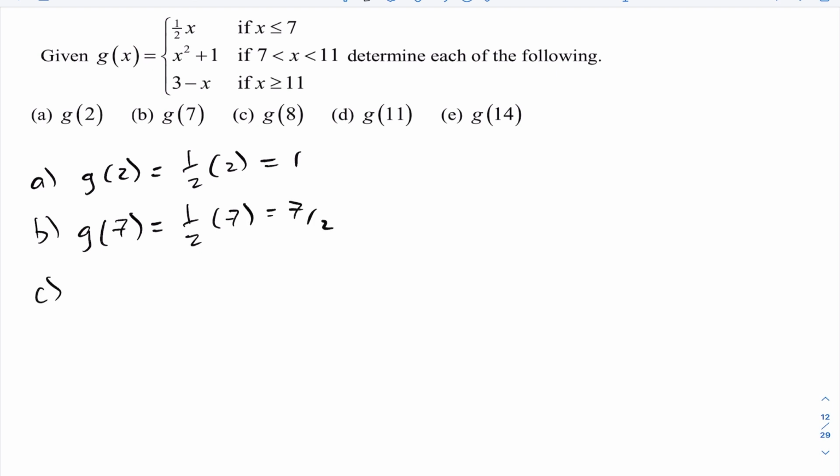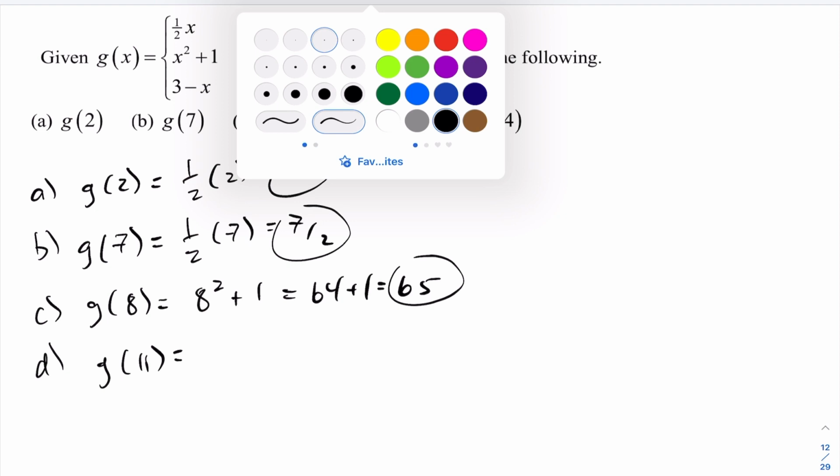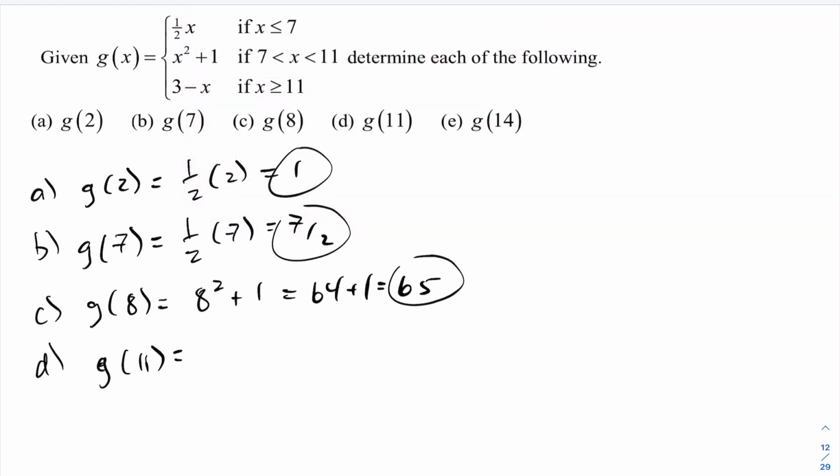For part C, we want to evaluate the function at 8. This is going to be g at 8. G at 8 falls within this interval here. So this is going to be 8 squared plus 1, which is 64 plus 1, which is 65 here. Taking a look at D, they want us to evaluate the function at 11. Well, 11 satisfies this interval here, in which case we take on our linear relationship of 3 minus x. This becomes 3 minus 11, which gives us -8.